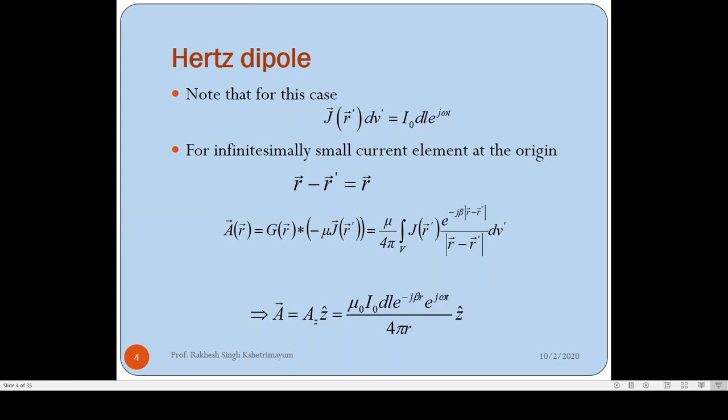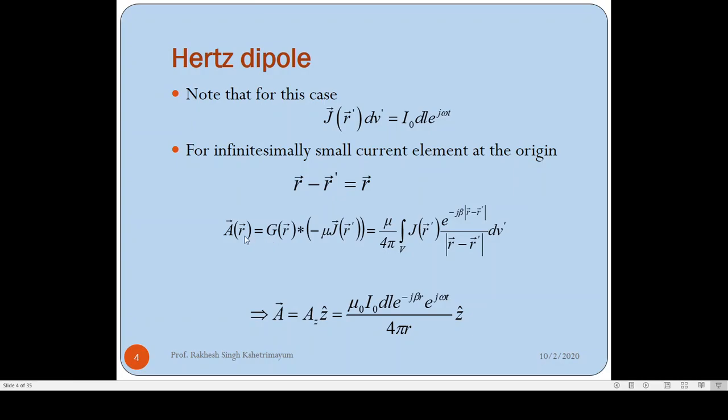For the infinitesimally small current carrying element, the size of the antenna is infinitesimally small and its position is at the origin. So in that case r minus r' will simply become r. r' is very small. We are positioning the dipole at the origin, so this term will become 0. We just have the r vector minus r' will become the r vector only, because we are positioning the dipole at the origin and its dimension is negligible.